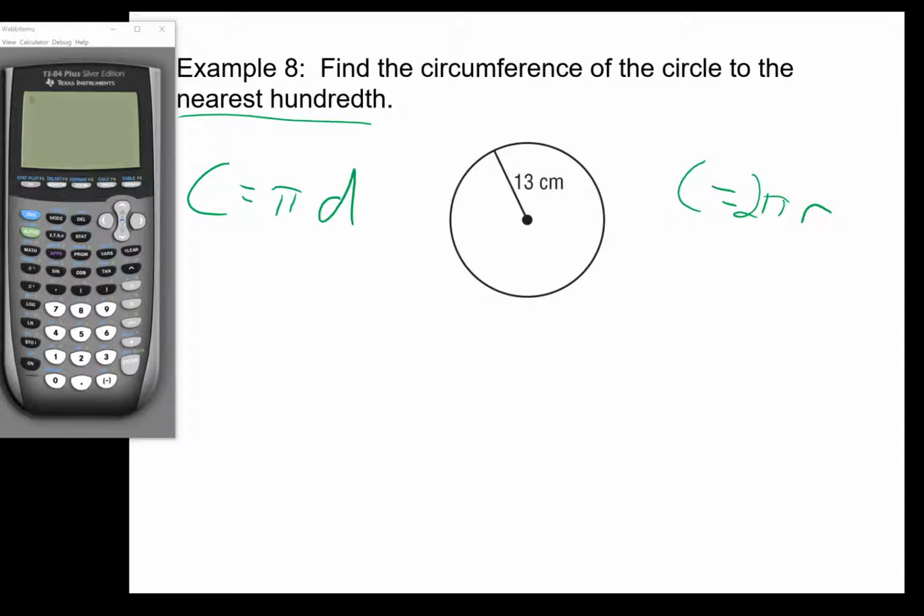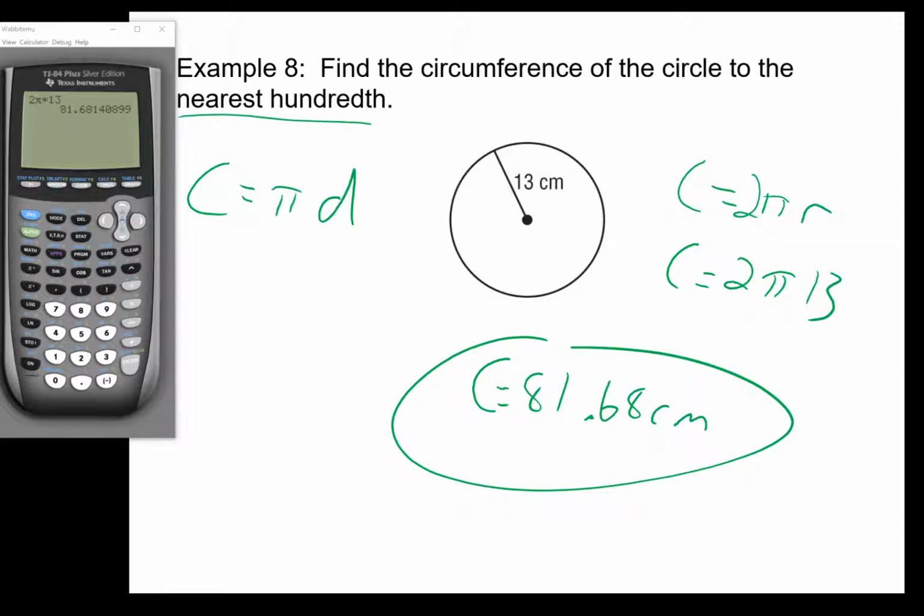I don't care which one you use. They're virtually interchangeable since radius and diameter are so easy to convert between. But let's just use the one that is already there. If we have a radius, let's use the radius. So here we have C equals 2 times pi times 13. Then we jump to our calculator: 2 times pi times 13, rounded to the nearest hundredth, I'm going to get circumference equals 81.68 centimeters. And we are done with that problem.